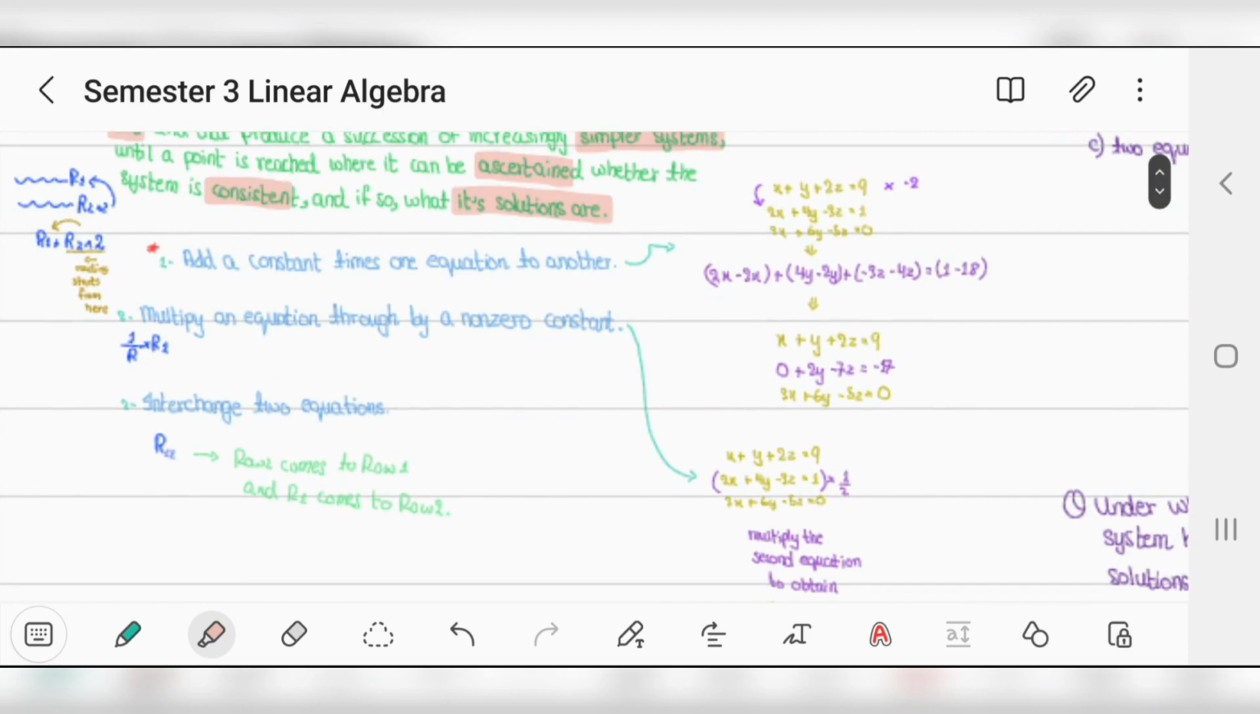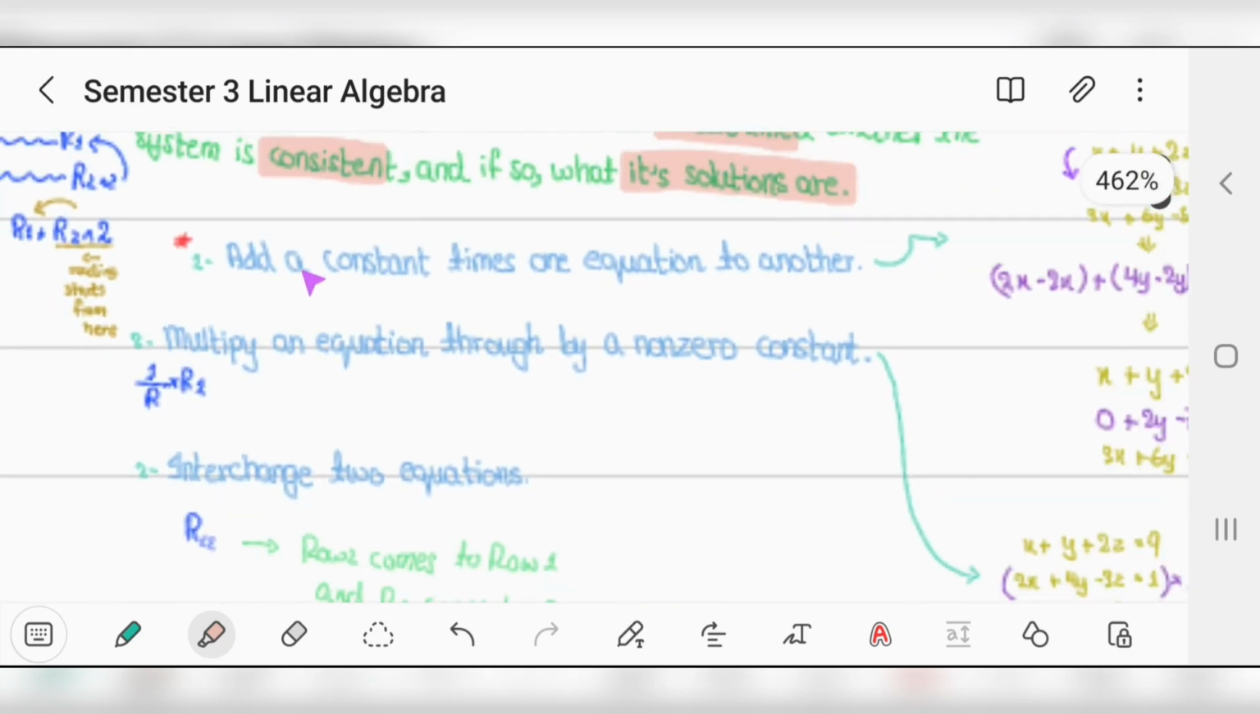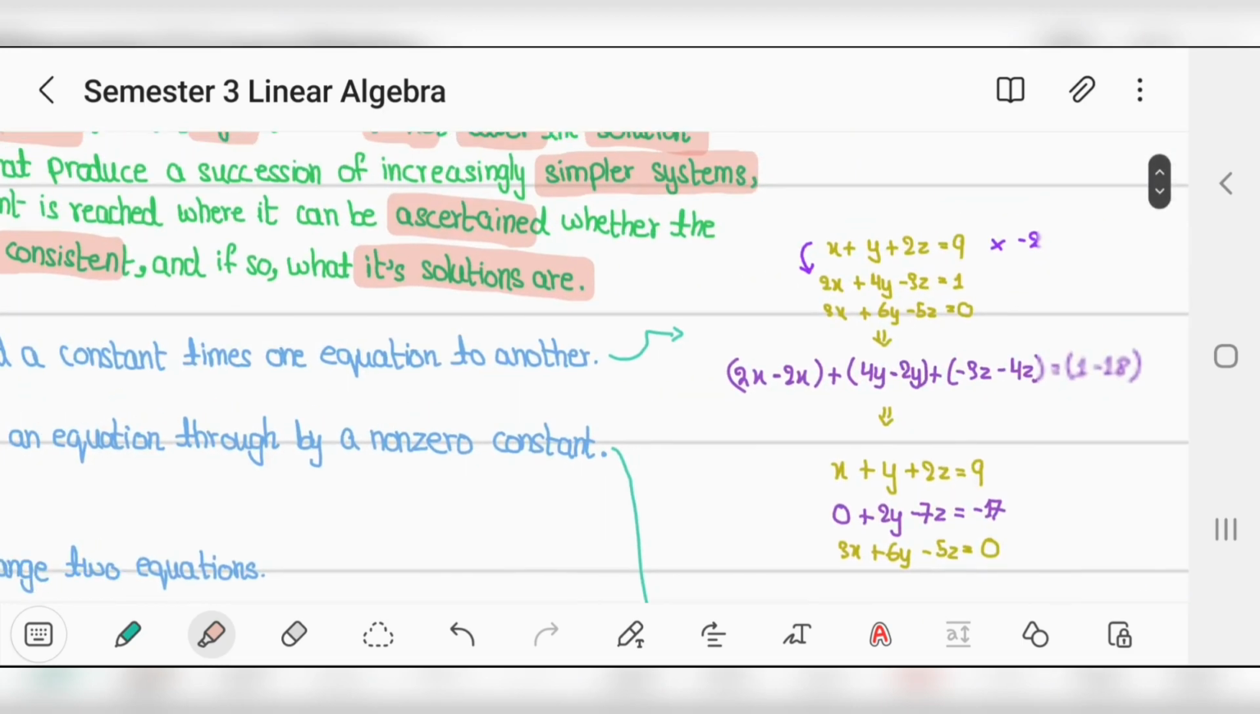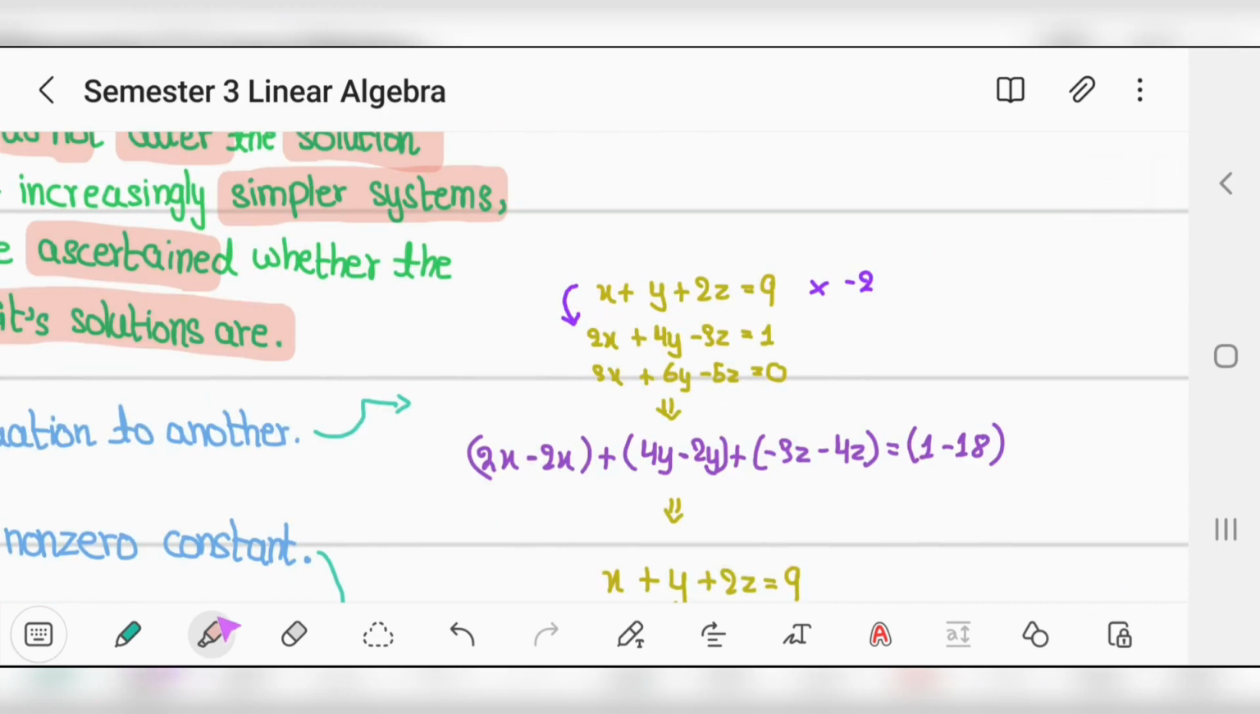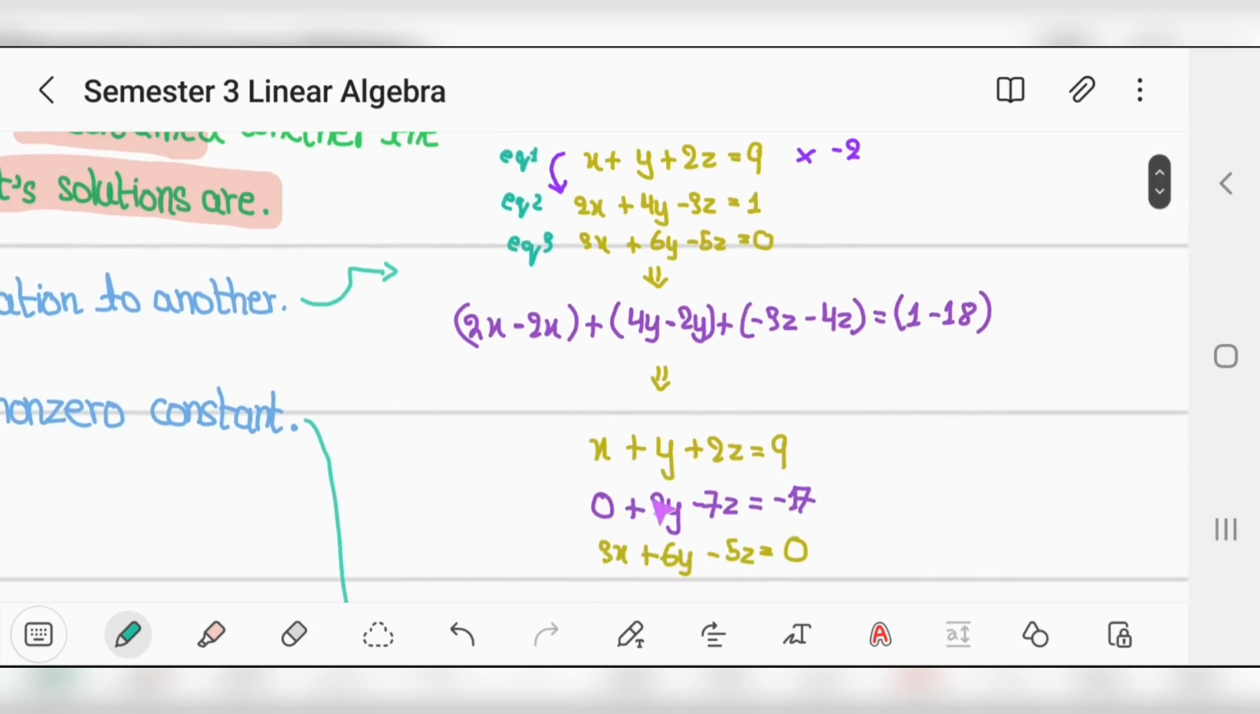There are three operations. Number one is adding a constant times one equation to another. Like you have the matrix, and for example, this is equation 1, equation 2, equation 3. So I have taken this equation and multiplied it by -2, and then I have added it to this equation, so only this changed, right?